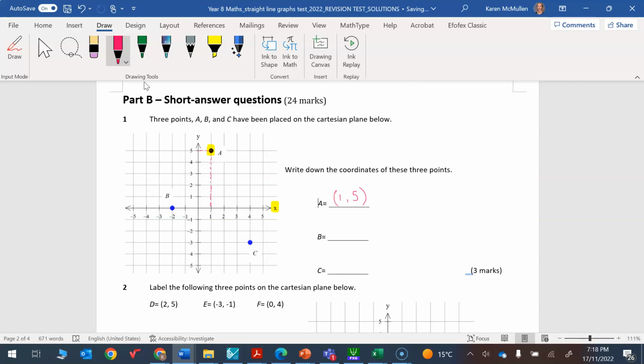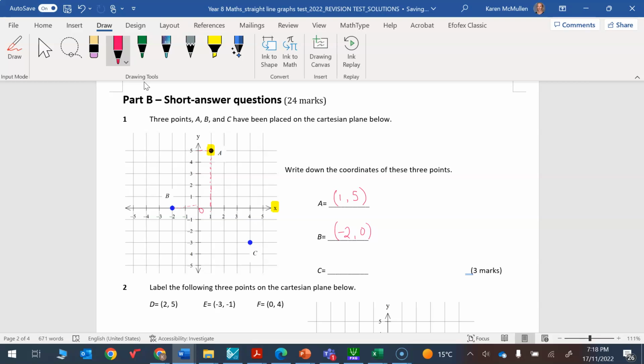And then we do the same for B and C. So B is actually on the line, so it's going to be at -2. We don't actually have to move it at all. But if we go across, it does meet at 0. And 0 is not actually written there, but 0 is where the two axes intersect.